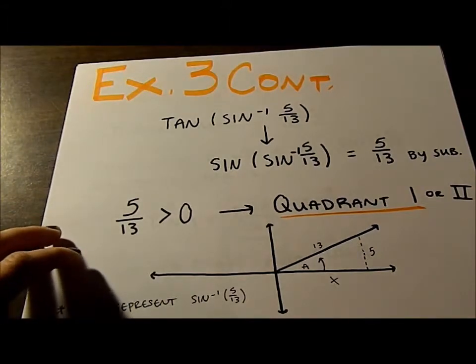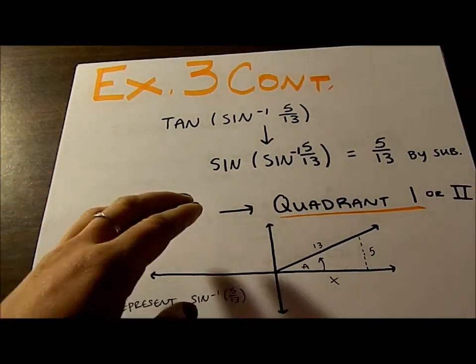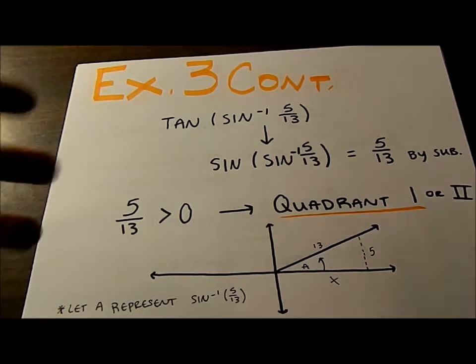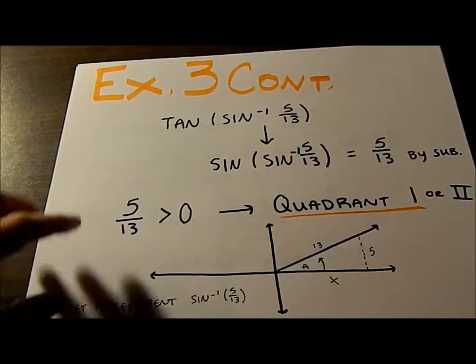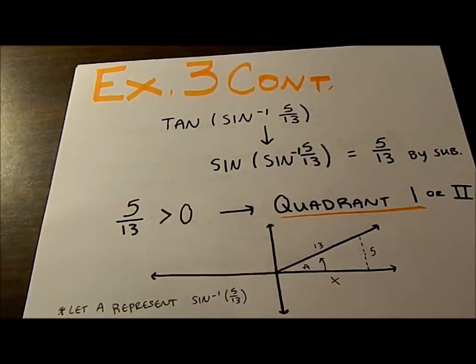So, to begin, we're going to take the sine of the inverse sine of 5 over 13. By substitution, this will make it 5 over 13, and it'll just make it a little bit more simple for us. This is how we know that it's in quadrant 1, because 5 over 13 is greater than 0. So to be in quadrant 1 or quadrant 2, we're going to focus on quadrant 1.